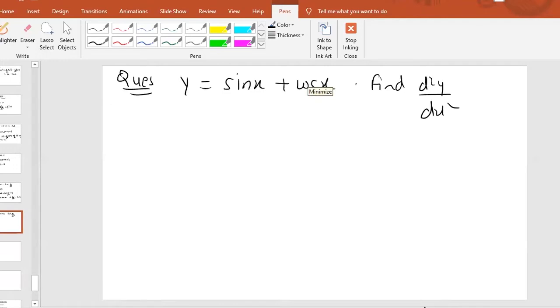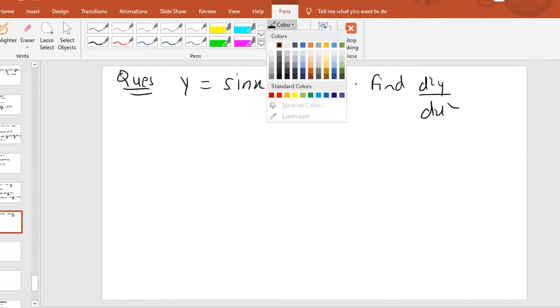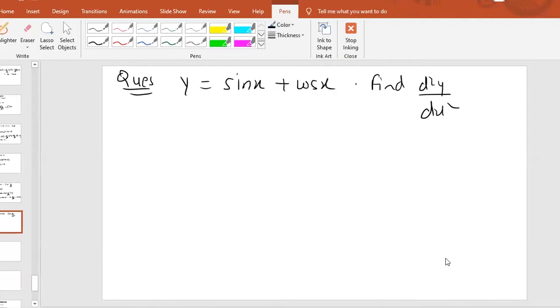Okay, minus sin x minus cos x. So we can do this problem now. Minus sin x plus cos x. Minus 1 will not be the answer because it's a sine function, so it cannot be minus 1. Minus sin x minus cos x. So I think most of you are getting the answer as minus sin x minus cos x. Let us solve this problem.